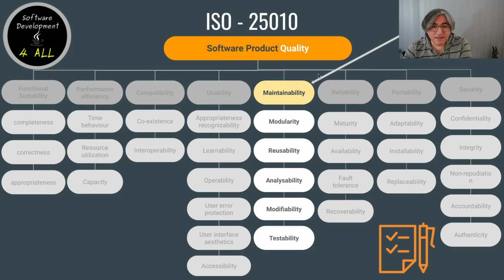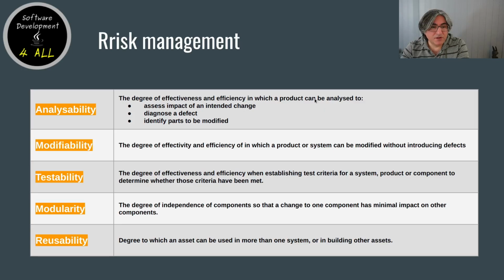So these aspects can actually be measured, and the way to measure them and to the extent is what we're going to talk about in relation to the standard. As I said before, here's what we're going to talk about: the analyzability, modifiability, testability, modularity, and reusability. They explain that to a certain degree on the page. If you go and visit it, just Google ISO-25010 and you will find the specs and you can read this.